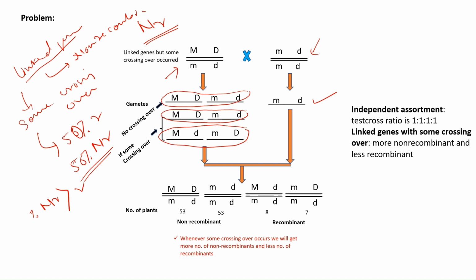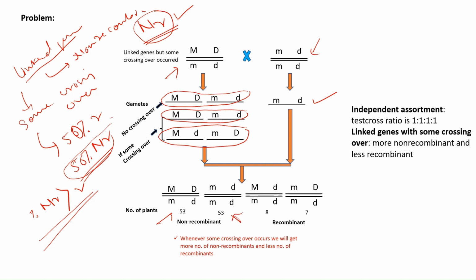So even in linked genes, some crossing overs are allowed. The meiosis where crossing over does not happen will produce all non-recombinants. The meiosis where crossing over happened will produce 50% recombinant and 50% non-recombinant. So in total, here 50% non-recombinant, here 100% non-recombinant. That means the proportion of non-recombinants will always be more than the proportion of recombinants. And this is what we can see here.